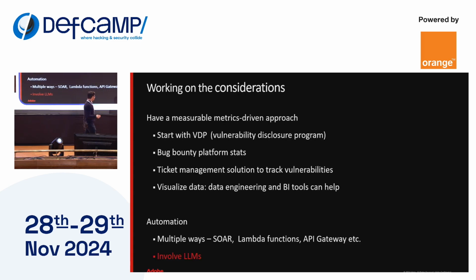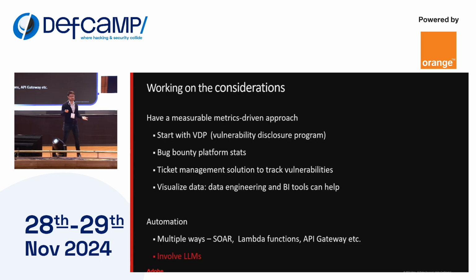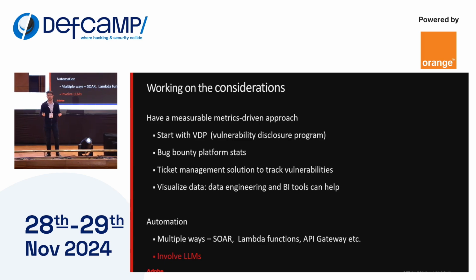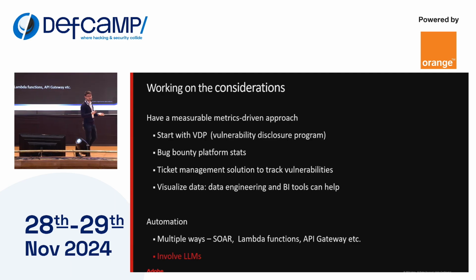Right. About the considerations I mentioned, the first one was budget, right? So you need leadership buy-in. The recommendation for this one is to have a metrics-driven, measurable approach. Depending on what you have, you can consider starting with a vulnerability disclosure program. For this one, you're not paying anything. You receive the reports, and again, the reputational aspect is involved, so the researchers are gaining something. For the metrics, you can use the bug bounty platform stats, depending on what you want to use.